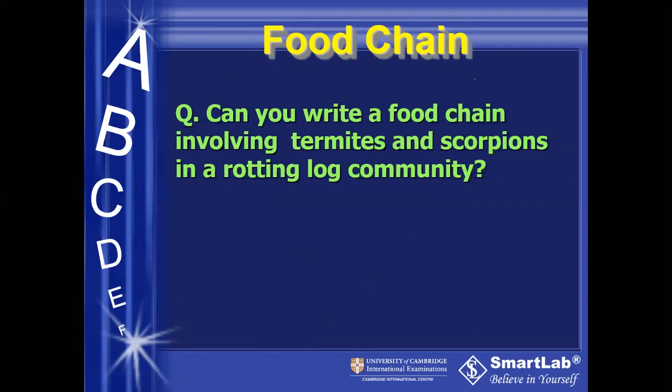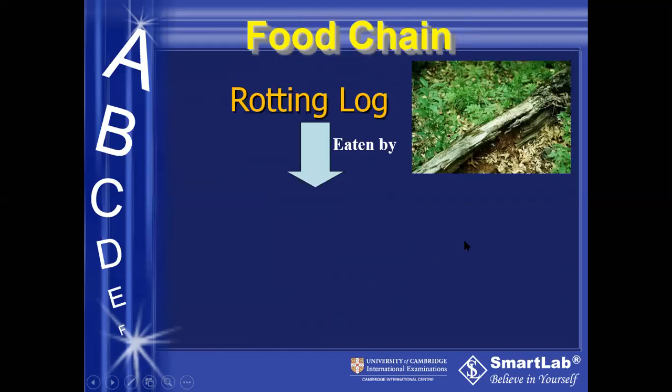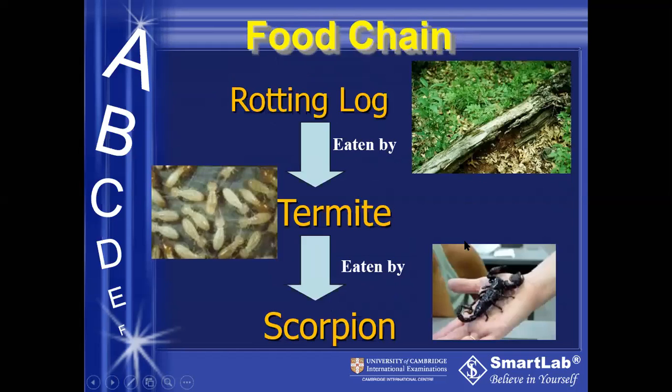So can you write a food chain involving termites and scorpions in the rotting log community? So the next slide will show you the food chain in a typical rotting log community. So you can see that the rotting log is eaten by the termite, and the termite is eaten by the scorpion.